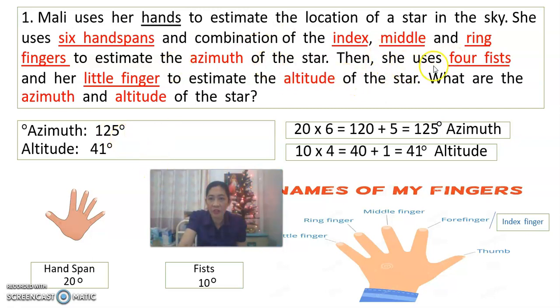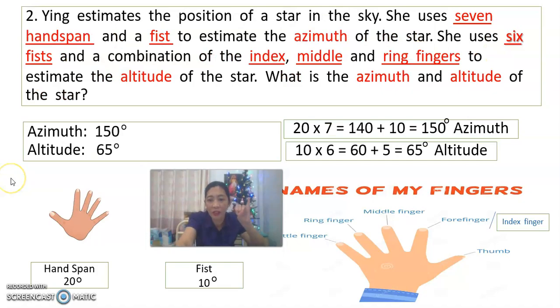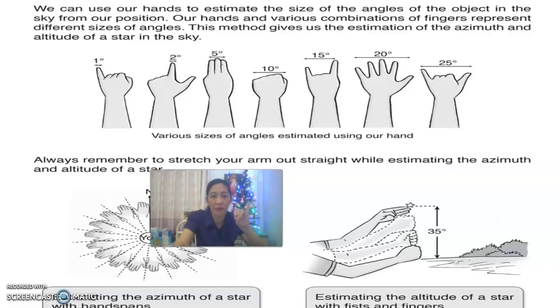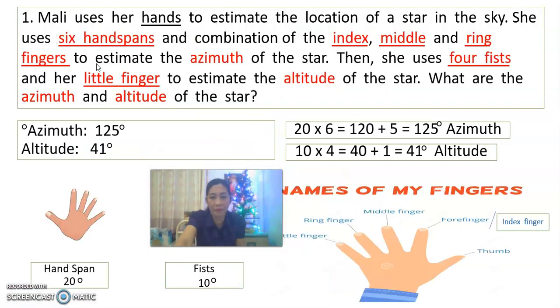Then she uses 4 pieces. Every piece is 10, so 10 times 4 equals 40. And her little finger. Little finger is how much? Little finger is 1. That's why 40 plus 1 equals 41 angles. So the altitude is 41 angles.